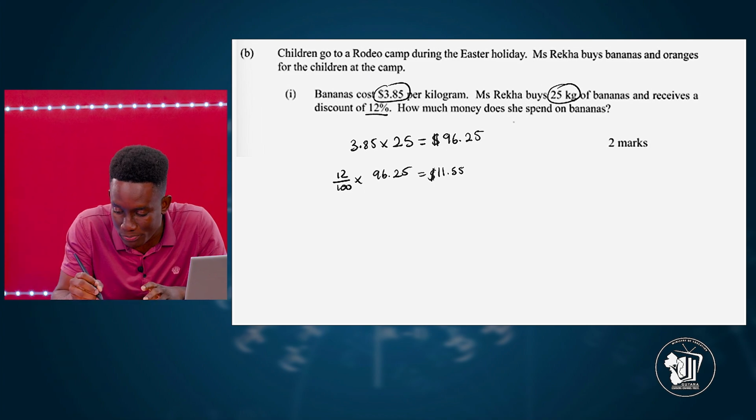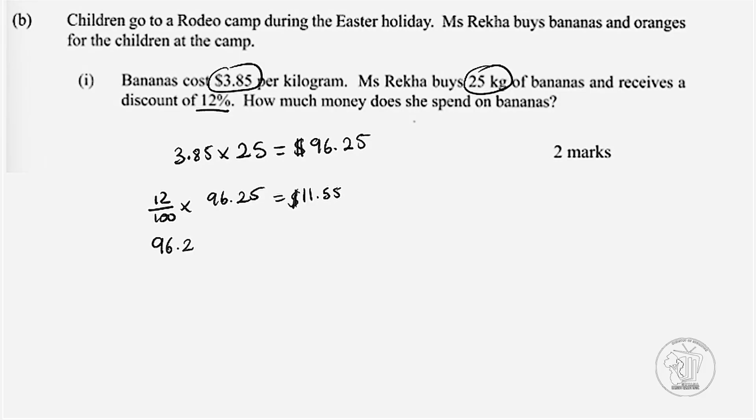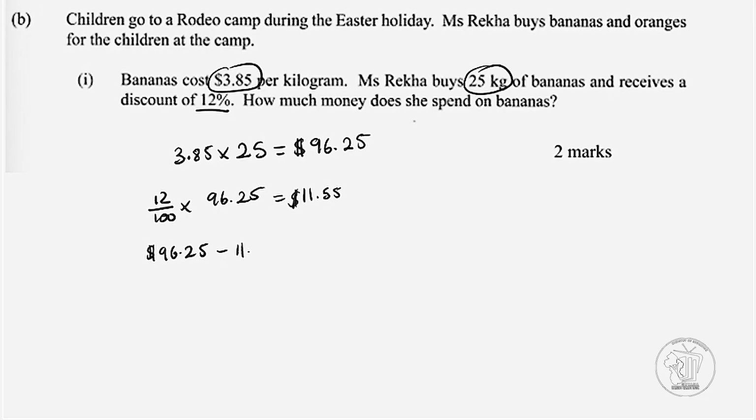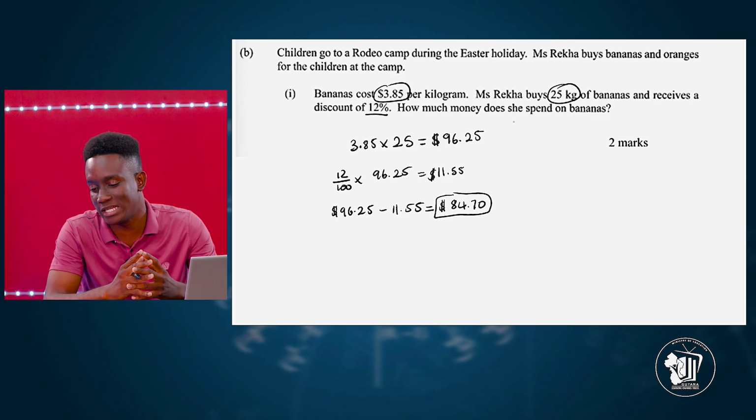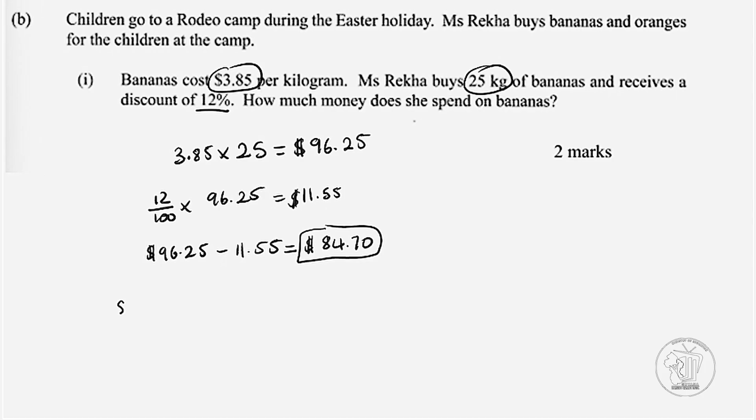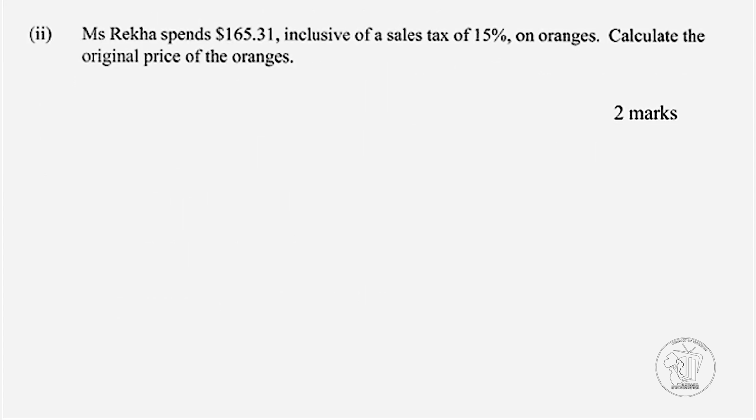So the amount of money that she pays would be $96.25 subtract $11.55. And this will give us $84.70. So this is the amount of money that she pays after the discount. So therefore we can say that she spends $84.70 on bananas.